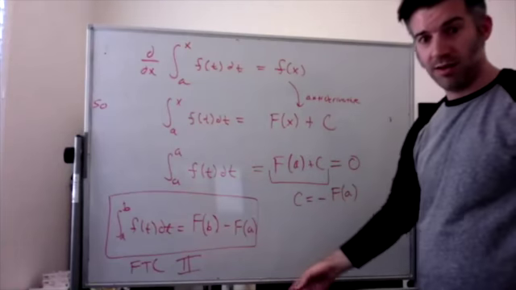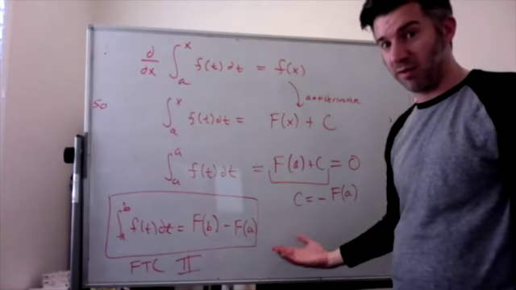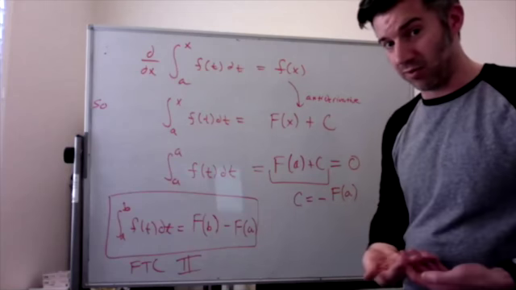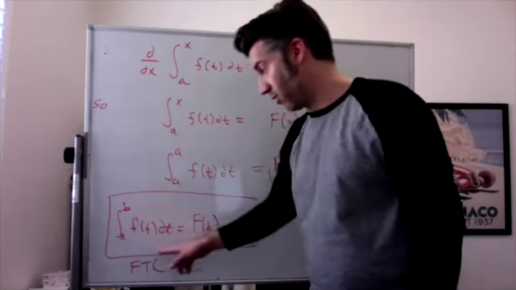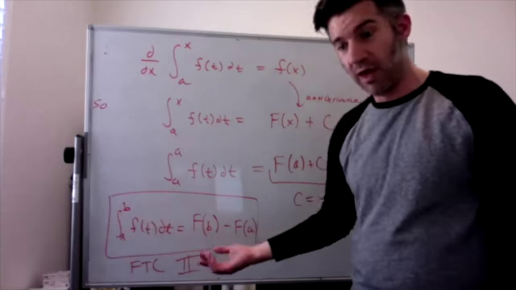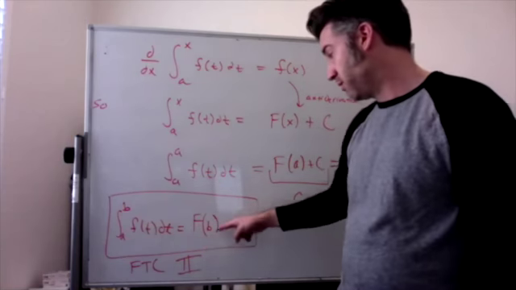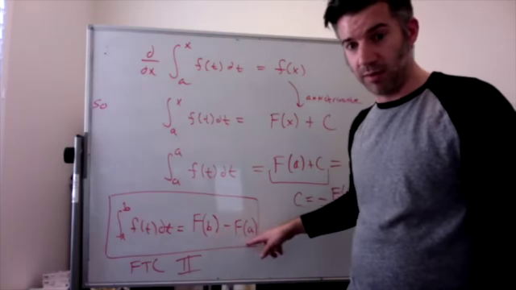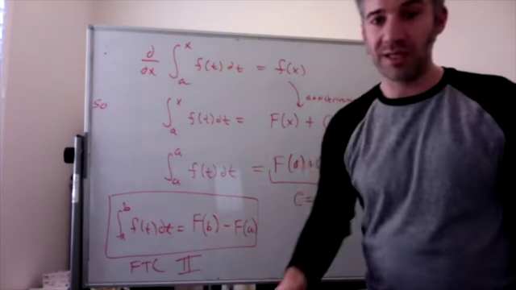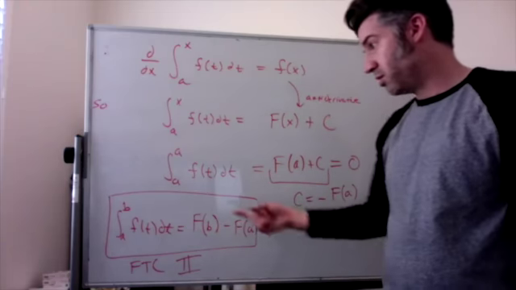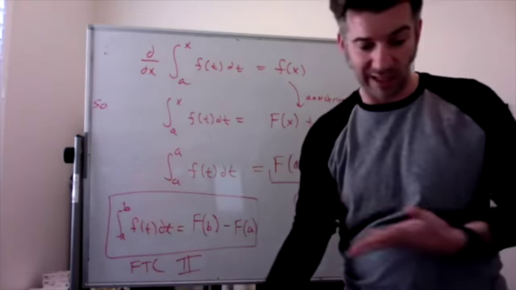So this idea here, this evaluation theorem, this fundamental theorem of calculus part 2, is really how we evaluate definite integrals. We find the definite integral of a function, the area under the curve, by finding the antiderivative and then plugging in the top limit minus the bottom limit. It is also the reason why we use this integral symbol to also mean an antiderivative.